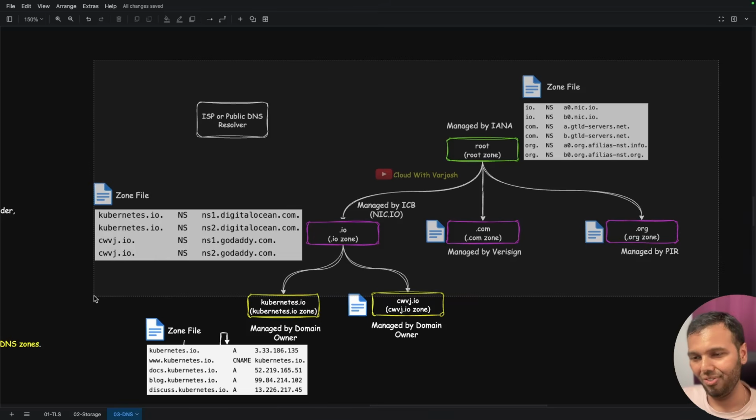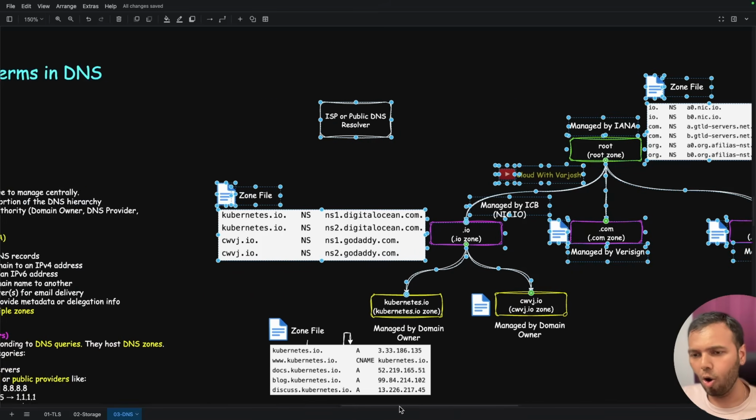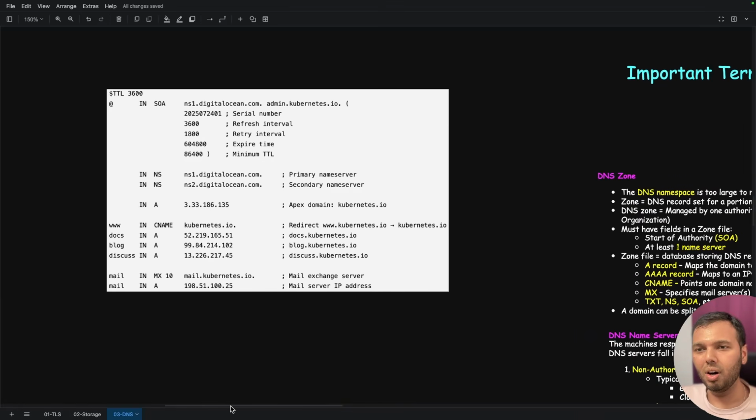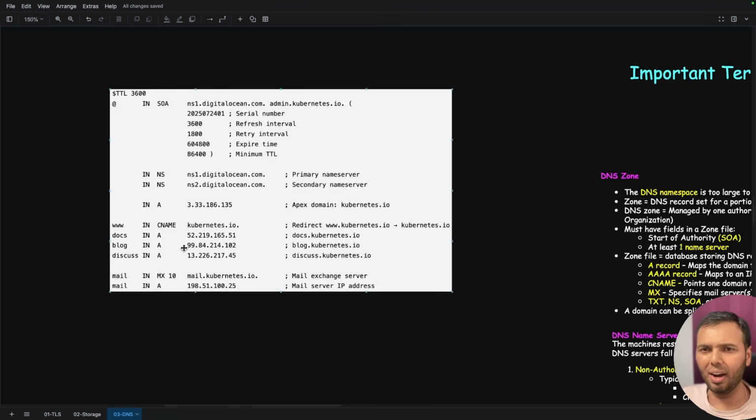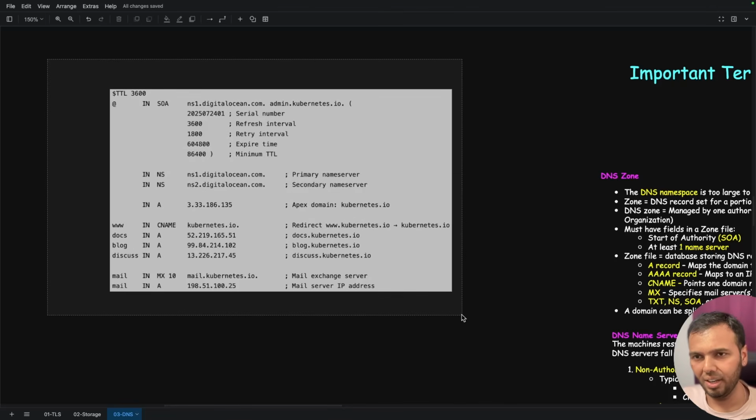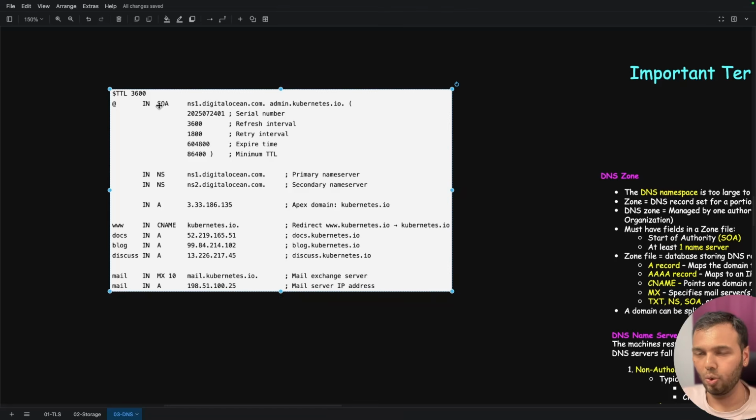Now I also want to show you how a zone file looks. Again, this is a sample zone file. You see there is an SOA record, there are name servers, there is a primary name server, there is a secondary name server, then there is an A record. So this points to kubernetes.io. If someone accesses kubernetes.io, then the name servers that are responsible for kubernetes.io will check this zone file and will return this IP address.